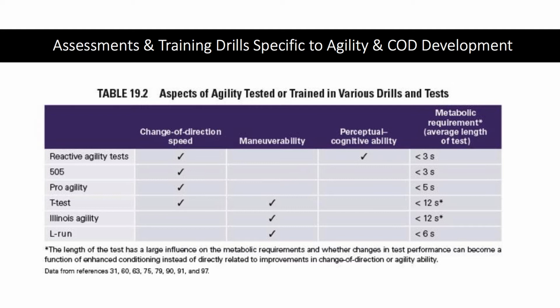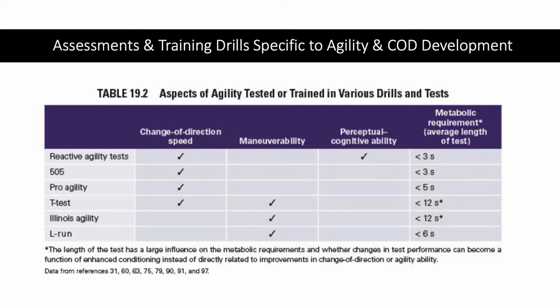The reactive agility test is very short. It's less than 3 seconds. So the metabolic requirement here is really your ATP stores that are within your muscle. Anything less than about 5 seconds is really your ATP stores as well as your phosphocreatine system. As you can see, the higher the time requirement, so up to 12 seconds for both the T-test and the Illinois agility test, these are more trained adaptations, and these require longer training sessions in order to acquire the chronic adaptation. And you can see that in the asterisk down below, that the length of the test has a large influence on the metabolic requirements and whether changes in test performance can become a function of enhanced conditioning rather than just a change of direction or agility ability.